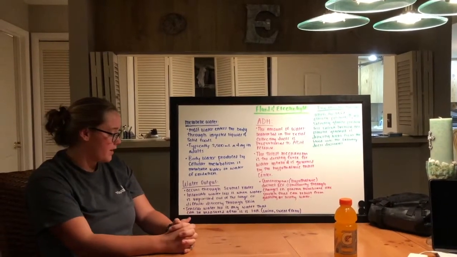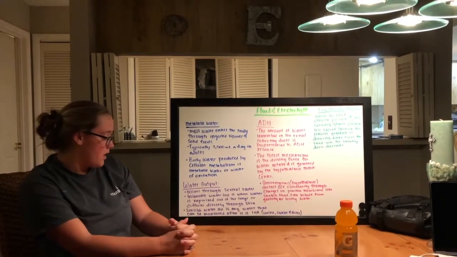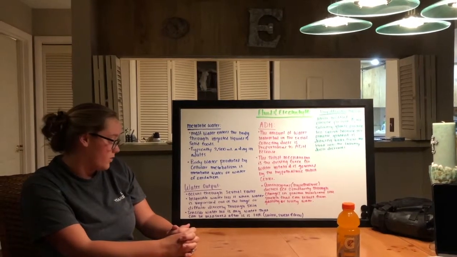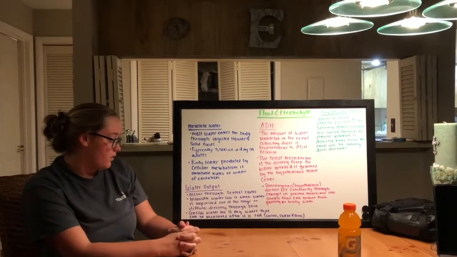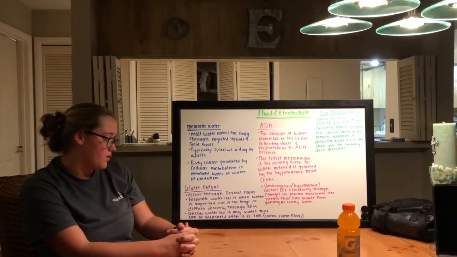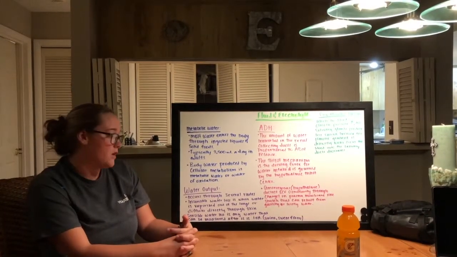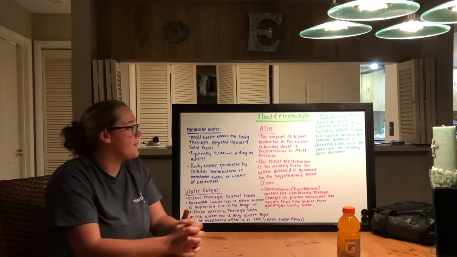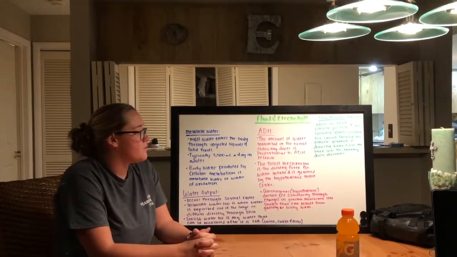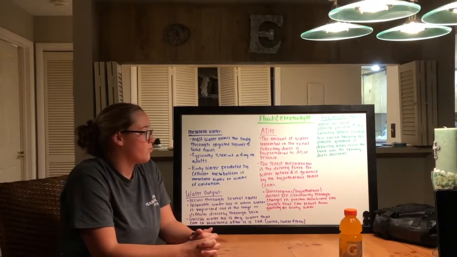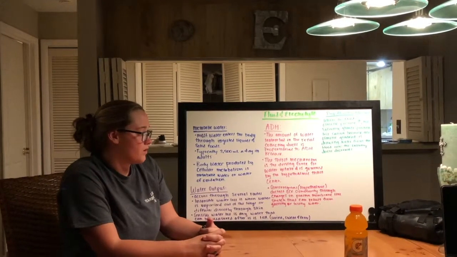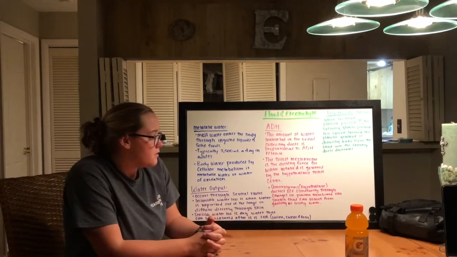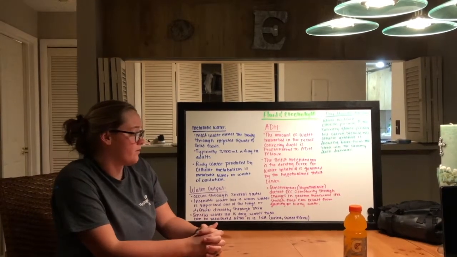Water output occurs through several routes. Insensible water loss is when water is vaporized out of the lungs or diffuses directly through the skin. Sensible water loss is any water that can be measured after it is lost through urine, sweat, and feces. ADH: the amount of water reabsorbed in the renal collecting ducts is proportional to ADH release. The thirst mechanism is the driving force for water intake and is governed by the hypothalamic thirst centers.